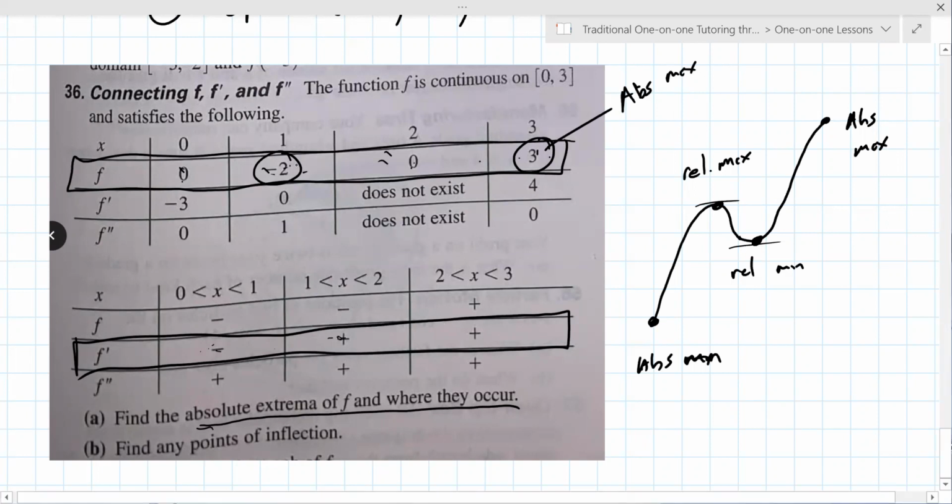So then the inflection point would also be -2 as well? You're looking at wherever the second derivative changes sign. Second, right? Yes. So never, there's no inflection point.